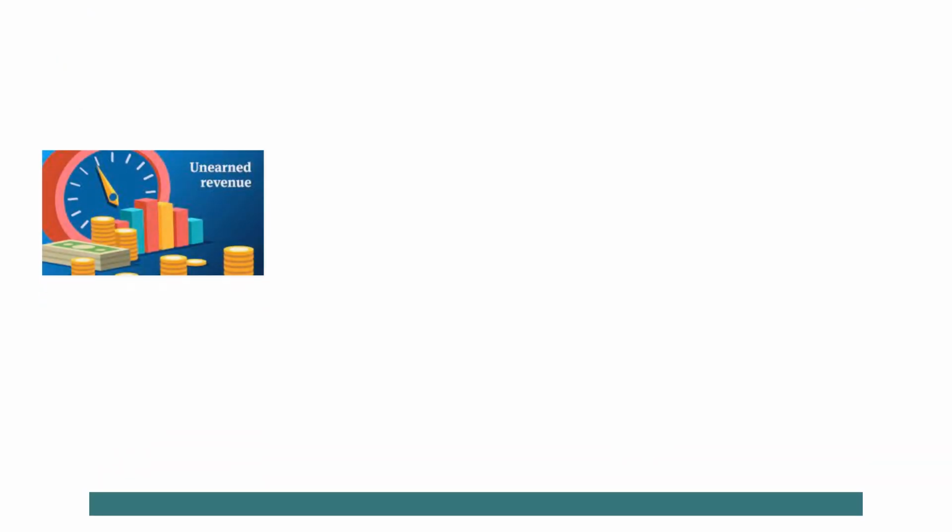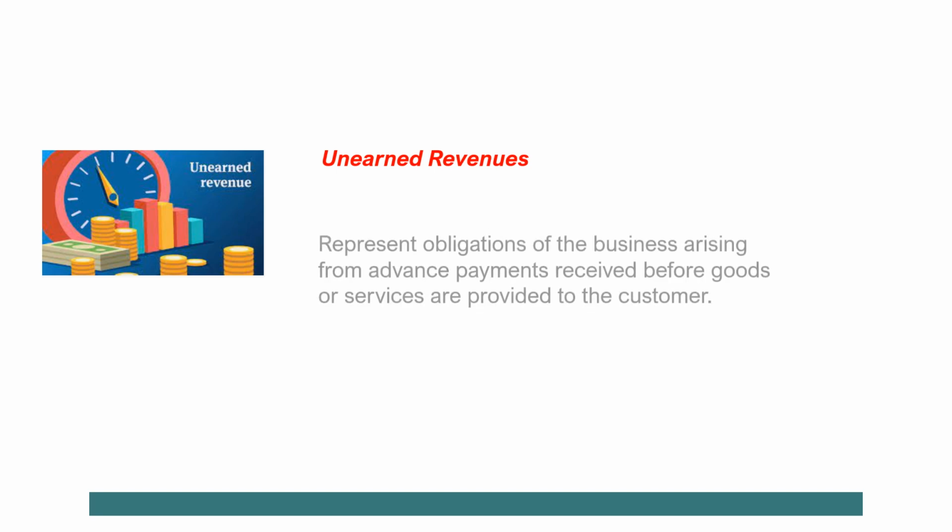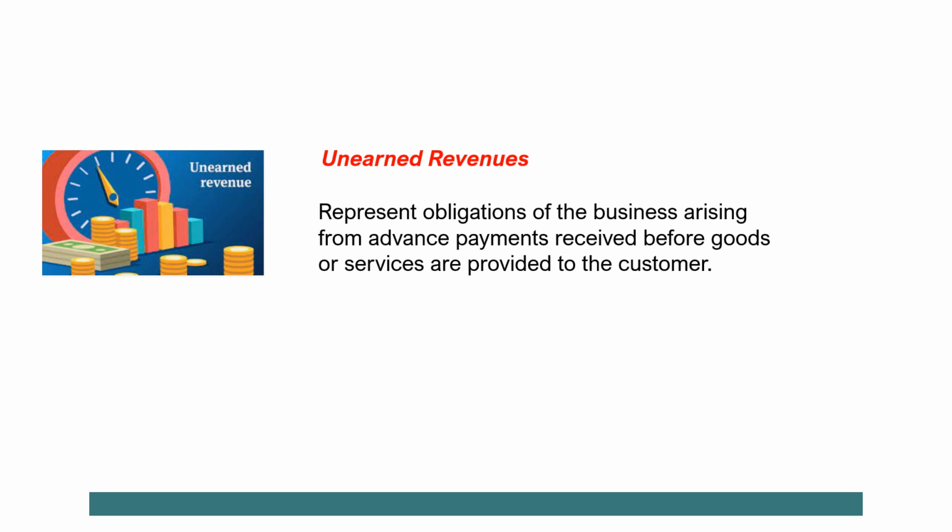We also have, under current liability, unearned revenue. Please take note of this one. This account is classified as a current liability. What is this? This represents obligations of the business arising from advance payments received before goods or services are provided to the customer. For example, you have a client and you are in medical and dental services. Your client paid you 10,000 for services that you will render next month. So 10,000 represents unearned revenue.